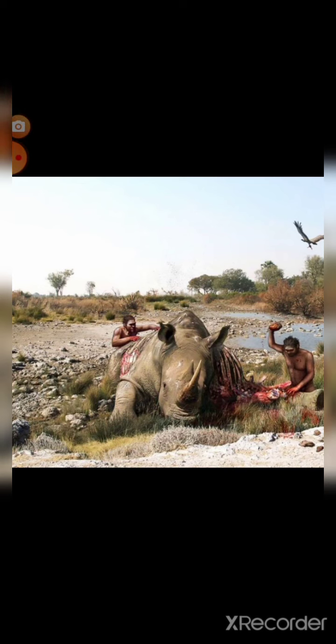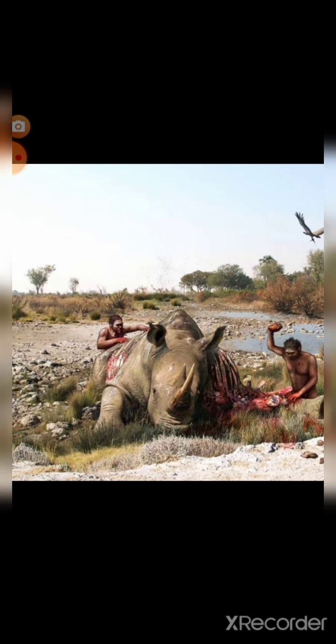Today we are going to study a new lesson: from stone to metal. First of all, all of you look at the picture. What do you see in it?